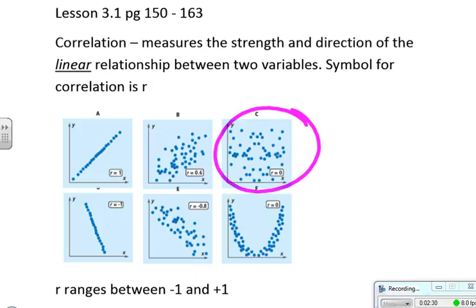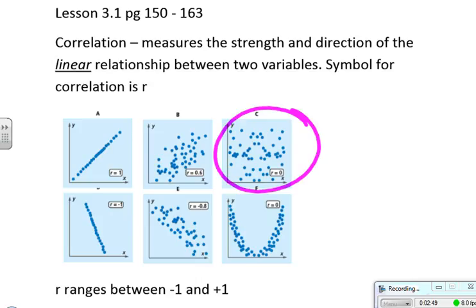A lot of times kids mistakenly assume that an R value of -1, or a negative number in general, is a bad thing. That is not the case. That just means that there is an inverse relationship between the variables. They're headed downhill.